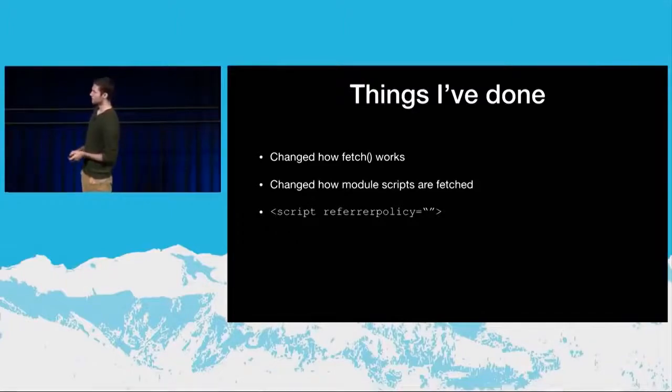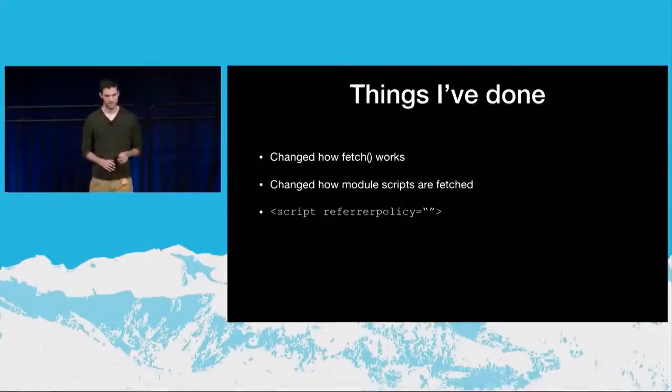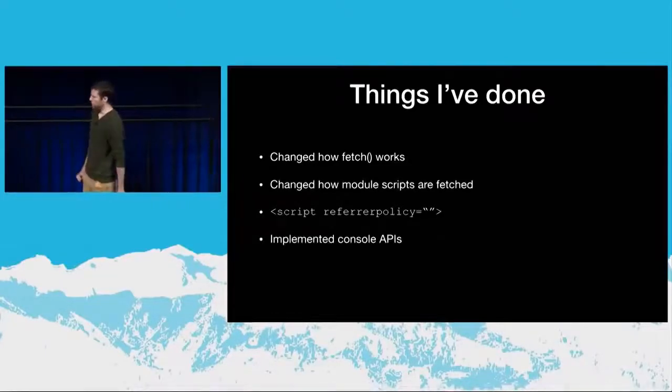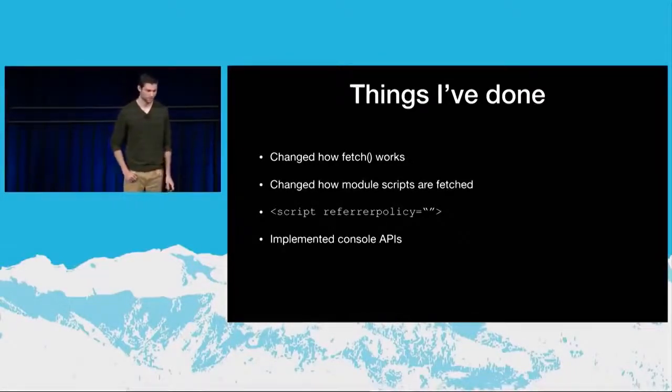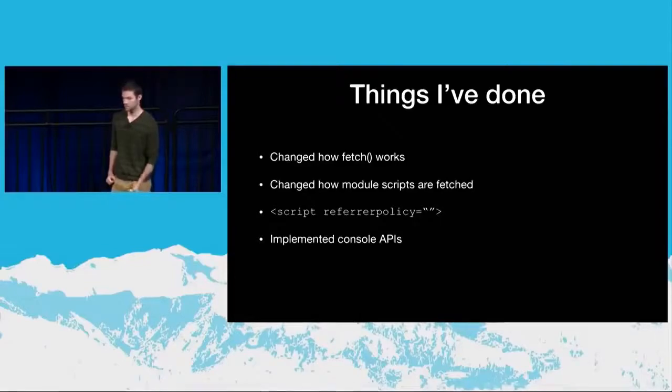I also standardized and implemented the referrer policy attribute. This is a security and privacy attribute in HTML. I did this on the script element recently. So I like resource loading and security and privacy kind of stuff. I've also implemented a bunch of console APIs. The console standard I mentioned is a really, really good one to start getting involved with, so I encourage you to check it out. It's what I started with, and I also started working on Chrome partially as a result of that.